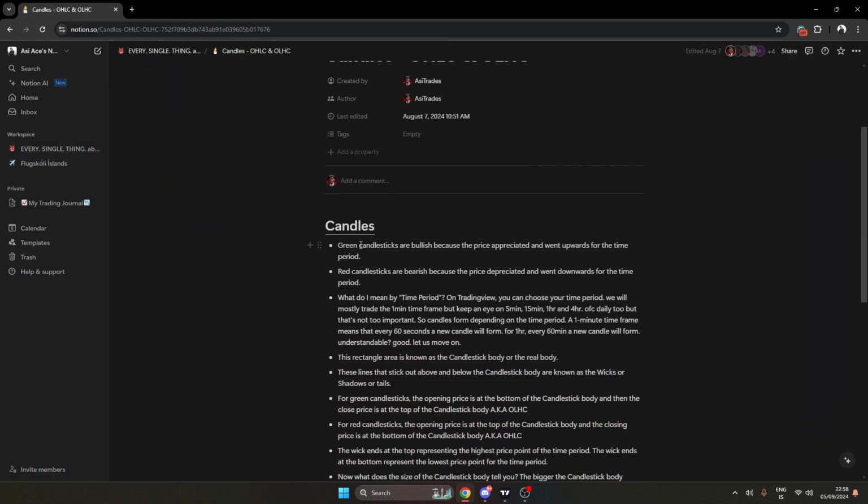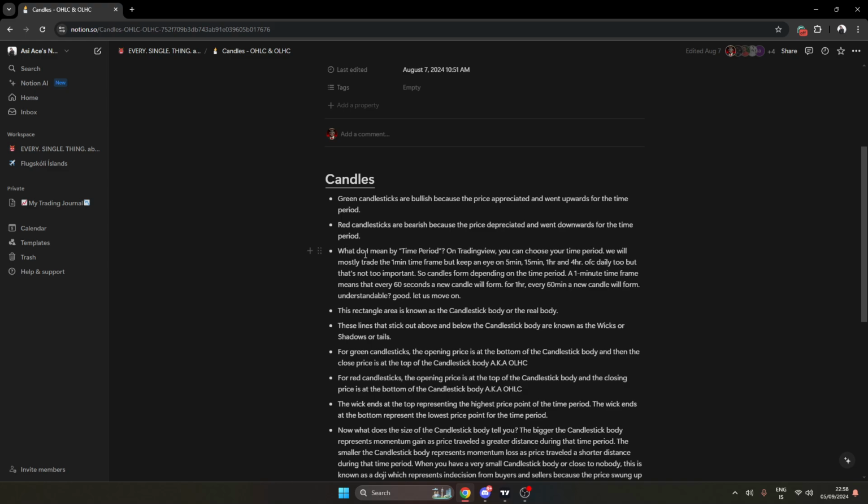So, candles. Green candlesticks are bullish because the price appreciated and went upwards for the time period. Red candles are bearish because the price depreciated and went downwards for the time period. What do I mean by time period? On TradingView, you can choose your time period. We will mostly trade the 1 minute time frame, but keep an eye on the 5 minute, 15 minute, 1 hour, and 4 hour. Of course, daily too, but that's not too important.